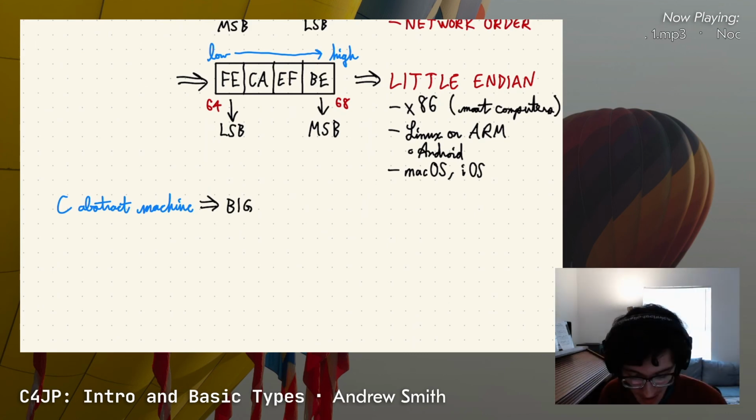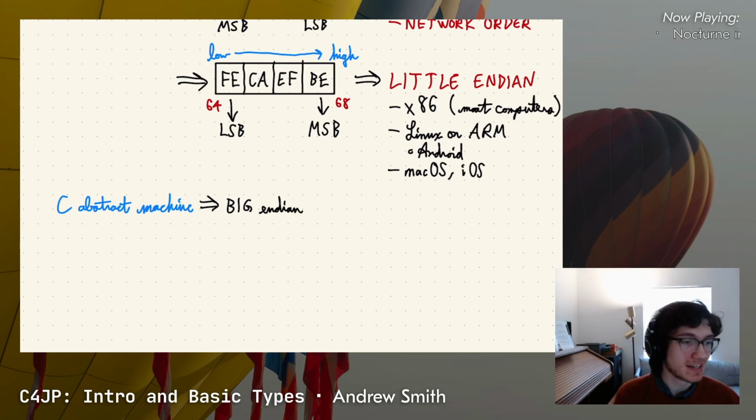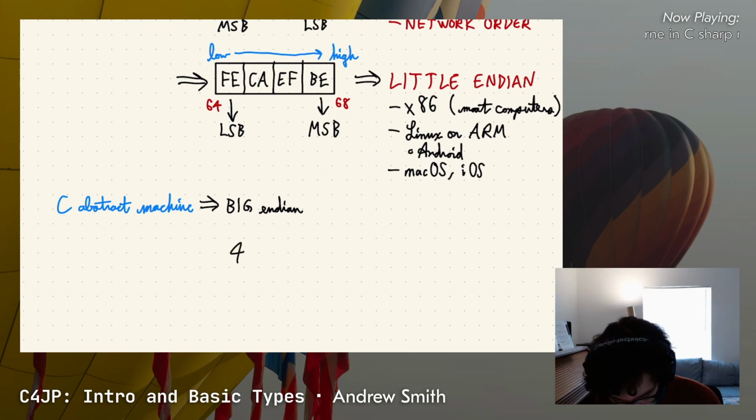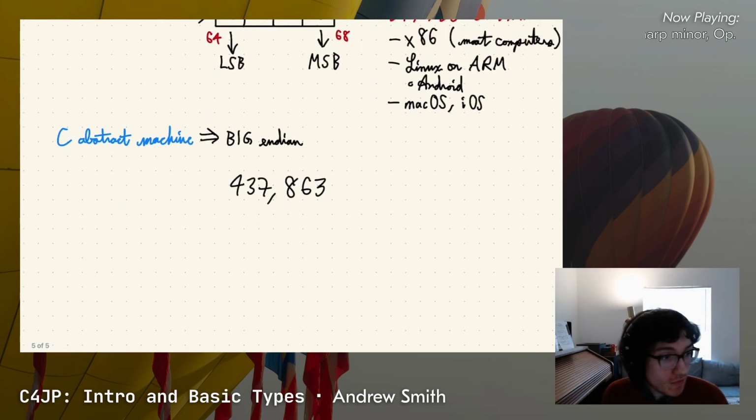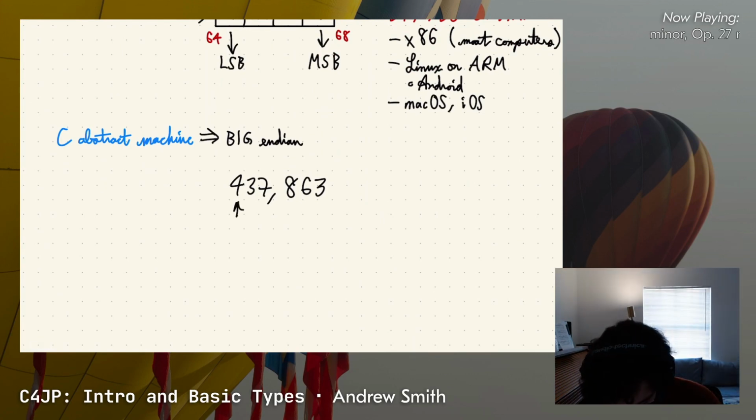And this actually kind of makes sense, right? It makes sense that this is big endian because that's how we work with numbers. That is how our number system works. If I write a number like 437,863, we start off this value with the most significant digit and proceed to the least significant.